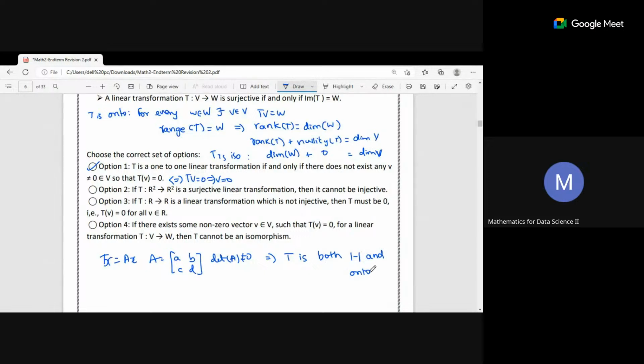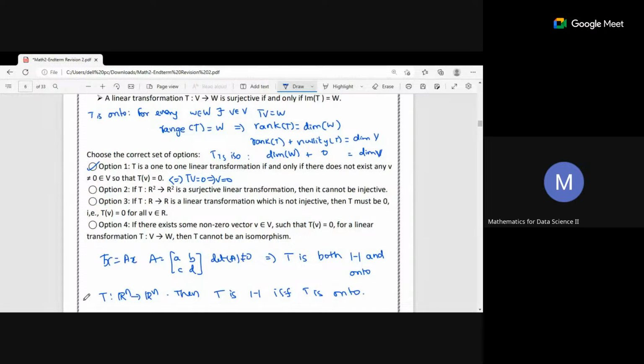But is it possible the other way around, that it is only one-to-one but not onto? No, ma'am, it is not possible. Okay. So this is another thing. Suppose you have T from Rn to Rn, then T is one-to-one if and only if T is onto.